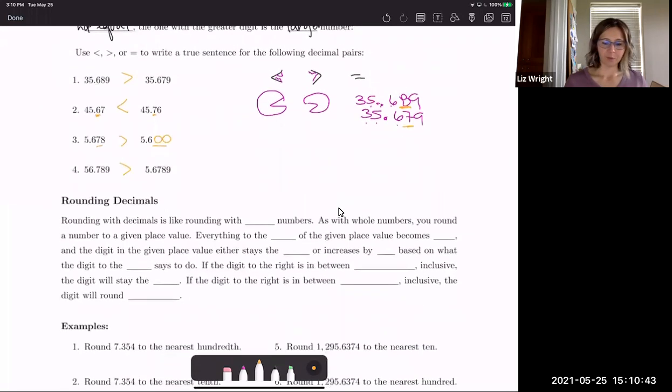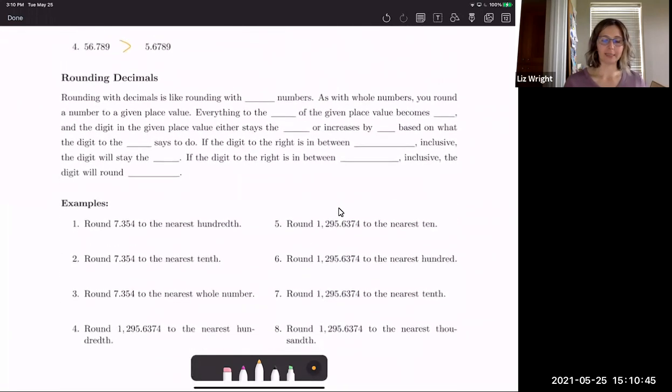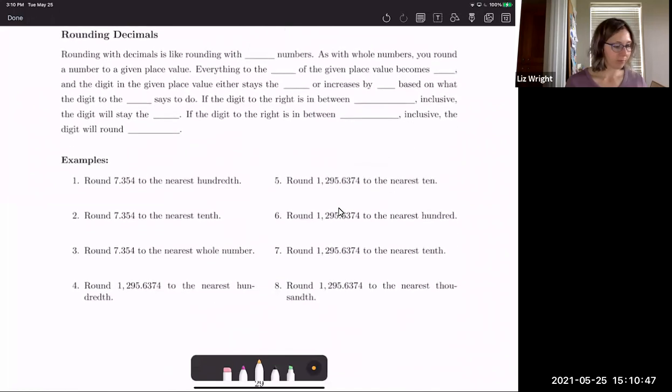All right, so then we talk about rounding decimals. Rounding with decimals is like rounding with whole numbers.